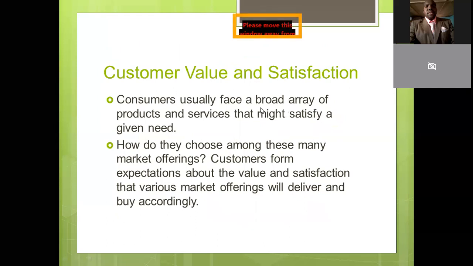Look at customer value and satisfaction now. Next core concept. Consumers usually face a broad array of products and services that might satisfy a given need. How do they choose among these many market offerings? The answer is that customers form expectations about the value and satisfaction that various market offerings will deliver and buy accordingly.